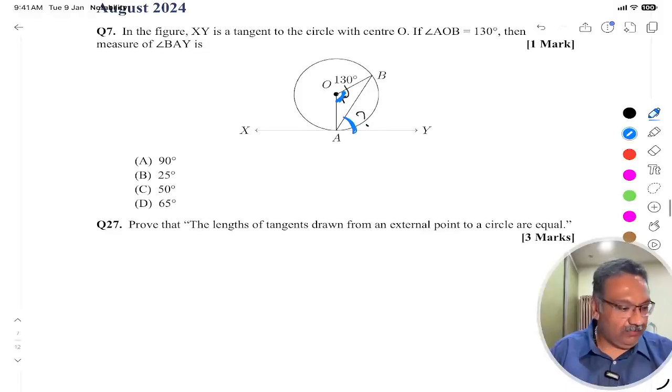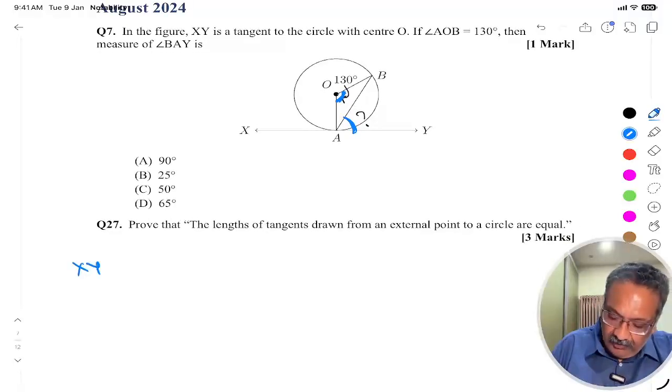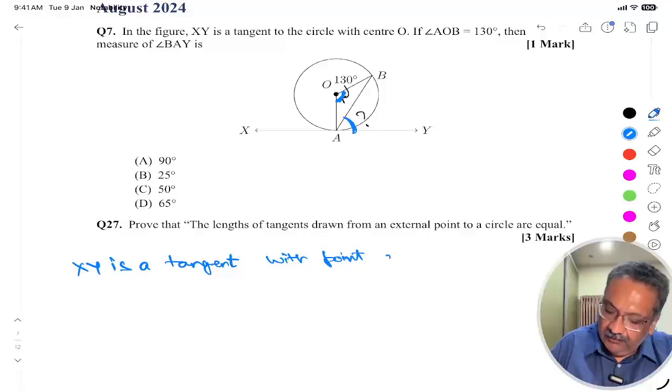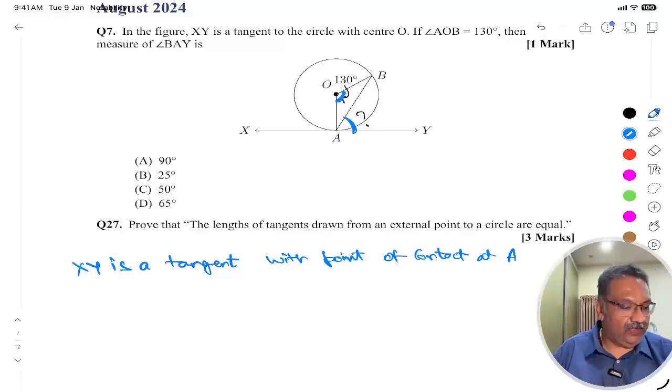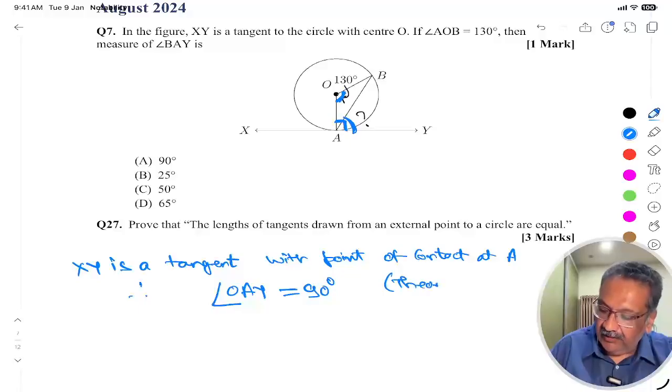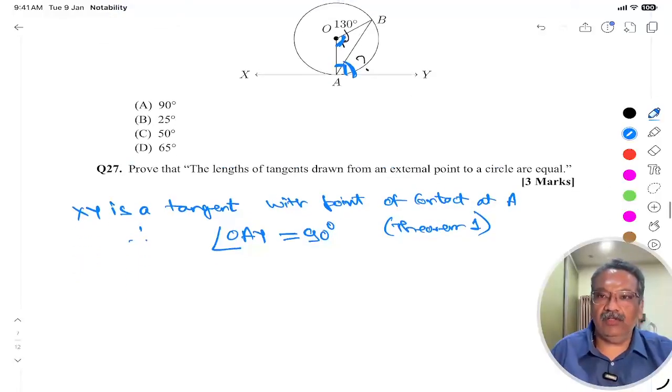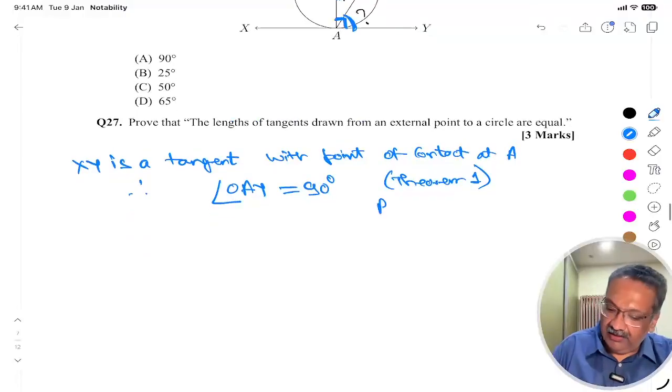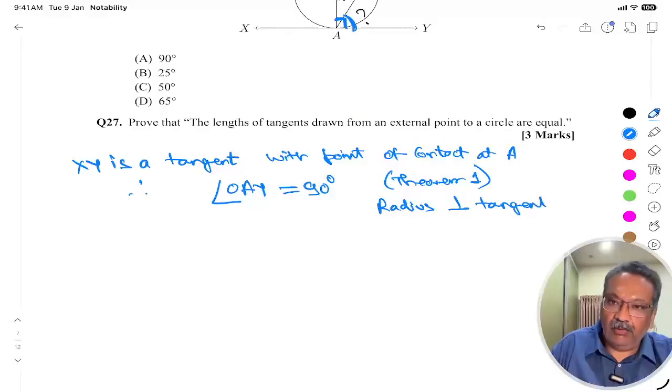So how can we do it? See, now we know XY is a tangent with point of contact at A. Therefore, angle OAY, this whole angle OAY, is equal to 90 degrees. Theorem 1, the same theorem 1 that we wrote above, you have to repeat. You can say that the radius is perpendicular to the tangent at the point of contact.